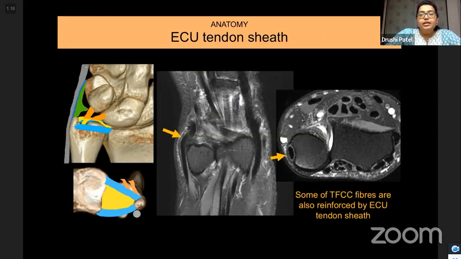Now, besides this, some of the TFCC fibers are also reinforced by the ECU tendon sheath. So that sheath of the ECU in the ulnar notch also gets its contribution from the TFCC fibers. So it is important that whenever you see a TFCC injury, you have to look at the status of the ECU tendon.